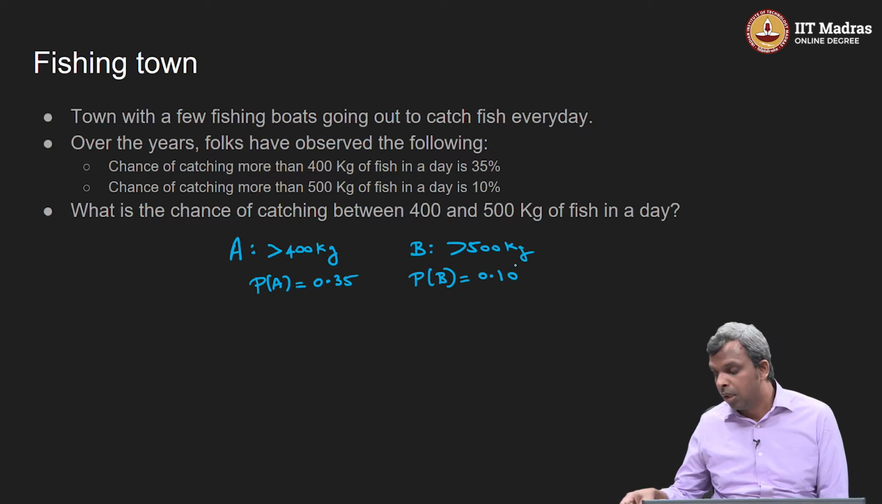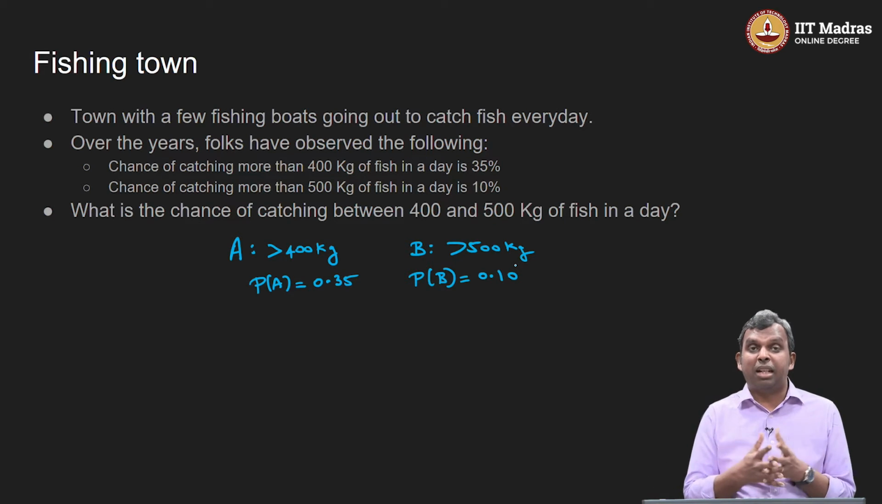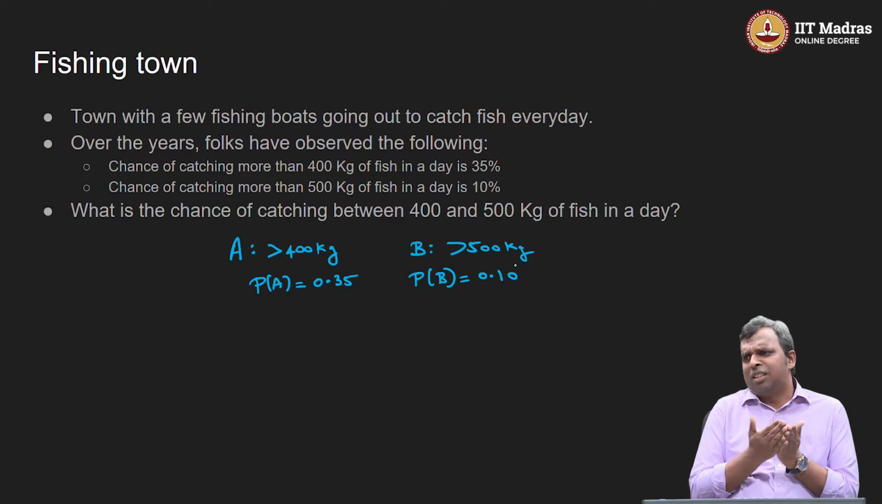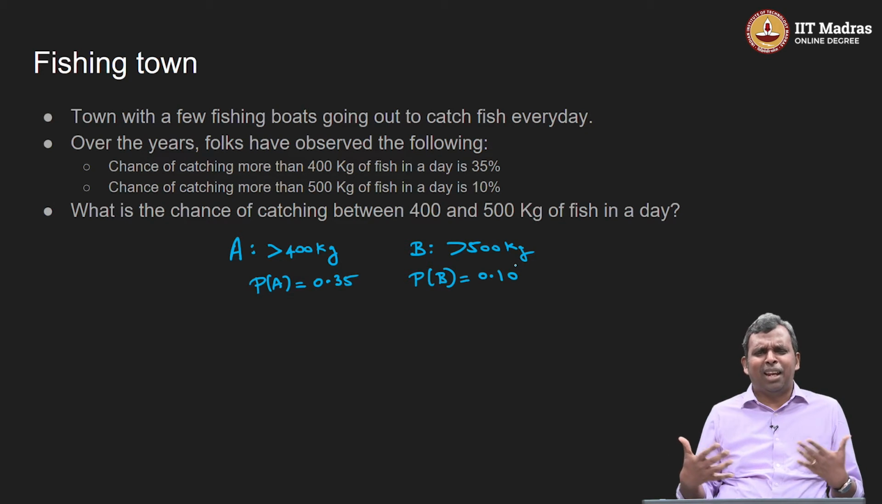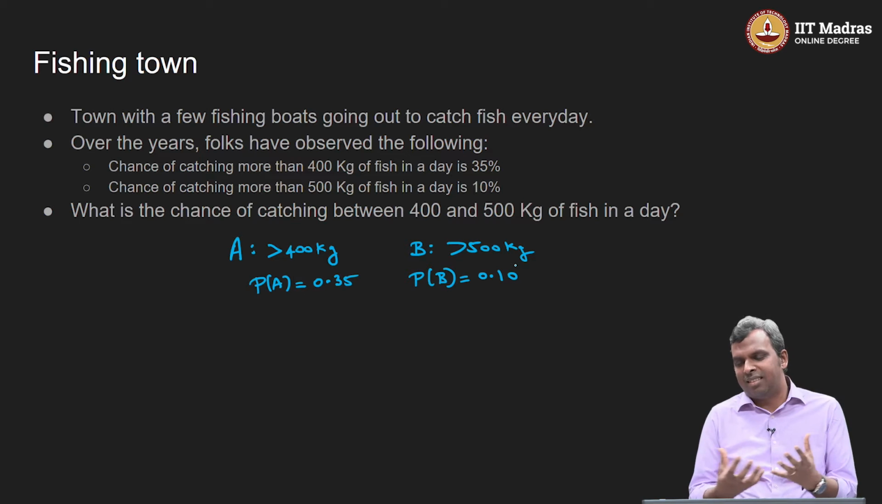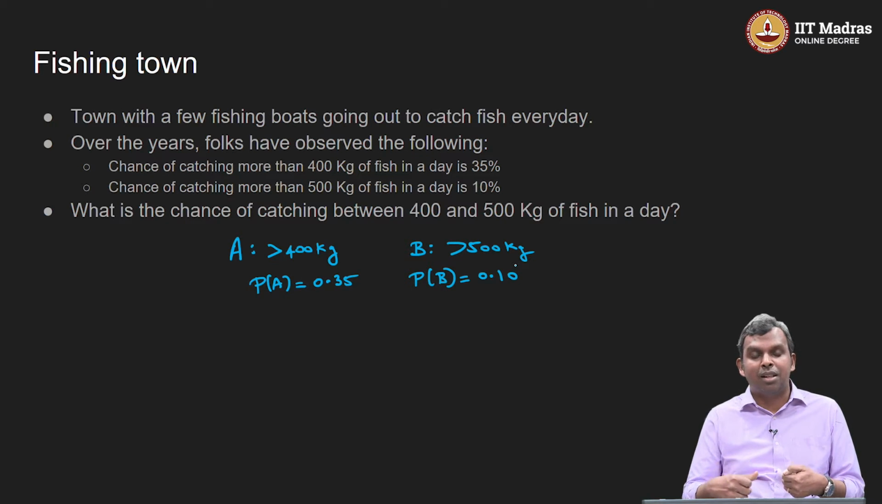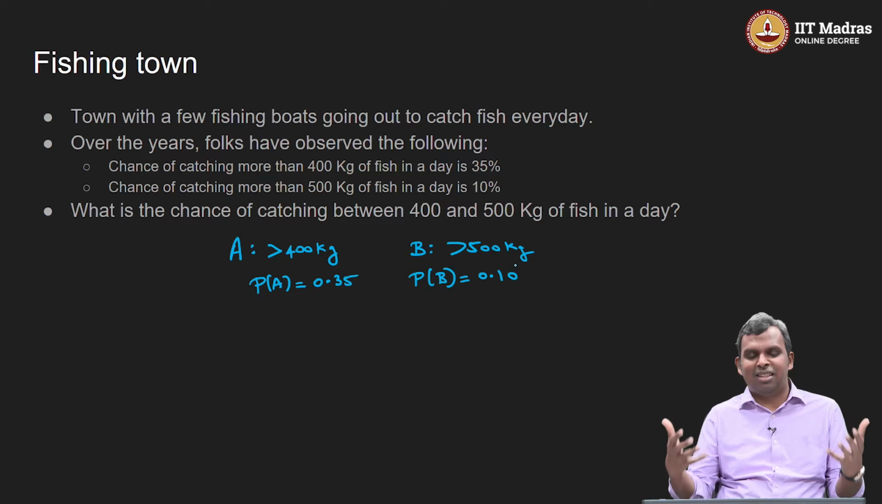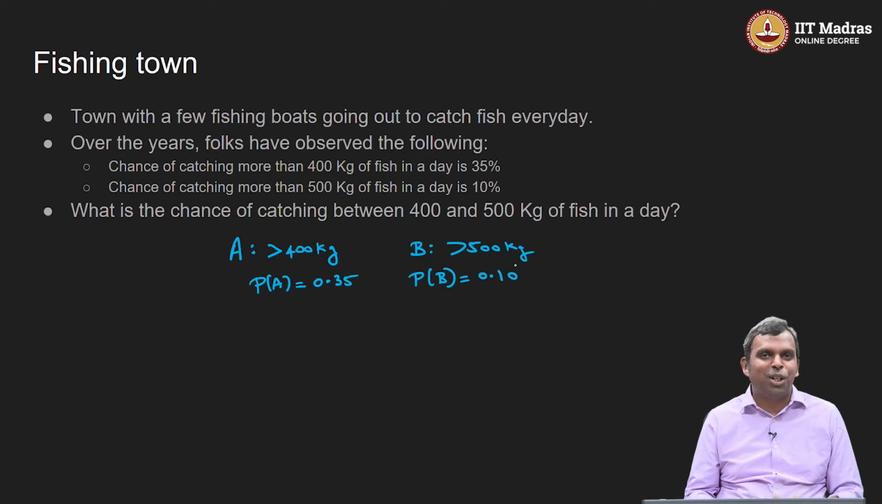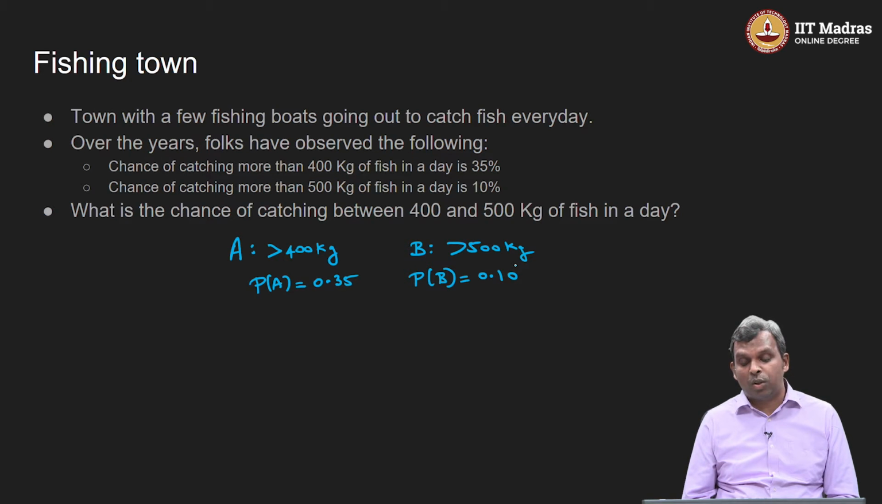Notice how in a problem like this, there is no sample space that's properly defined, and events just show up. This doesn't come necessarily by defining the sample space and talking about subsets of it. Just intuitively in practice, you feel that this is a reasonable event for which you need to have probabilities. So you have an event A which is greater than 400 kilograms, event B which is greater than 500 kilograms.